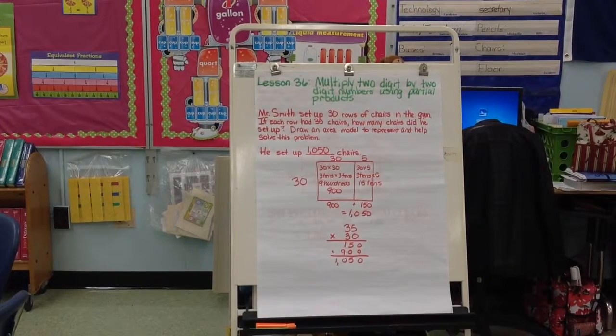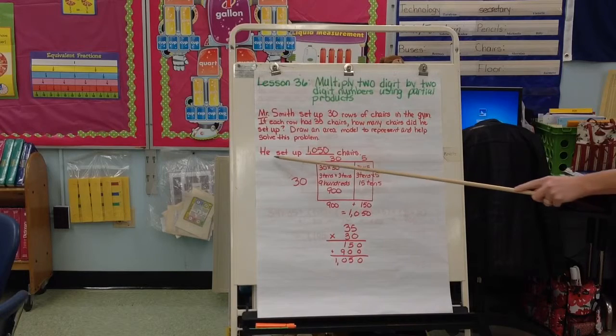Module 3, Lesson 36. Multiply two-digit by two-digit numbers using partial products. Let's look at our application problem. Mr. Smith set up 30 rows of chairs in the gym. If each row had 35 chairs, how many chairs did he set up? Draw an area model to represent and help solve this problem.